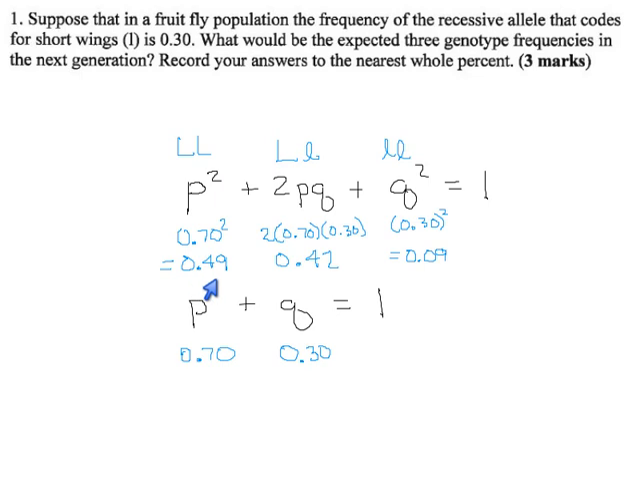Now, it is acceptable to give your frequencies as a decimal number like this, between 0, meaning there's none of those, and 1, which means they're all like that. But in this case, they seem to be expecting percentages. So to convert these to percent, you just multiply by 100%. 0.49 times 100 gives us 49% of the population has big L, big L. 0.42 times 100 gives us 42%. And 0.09 times 100 gives us 9%. And if you add those up, they add up to 100%, which is exactly what we would hope for.